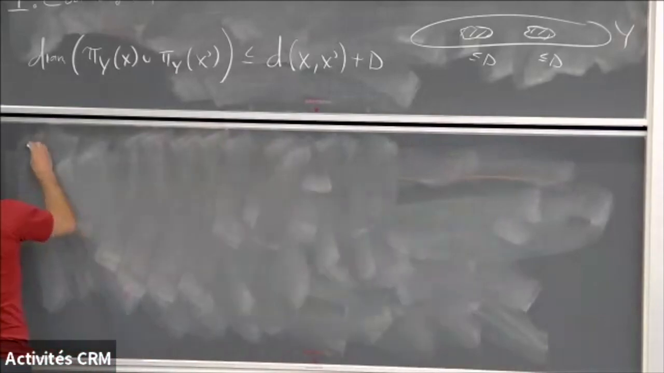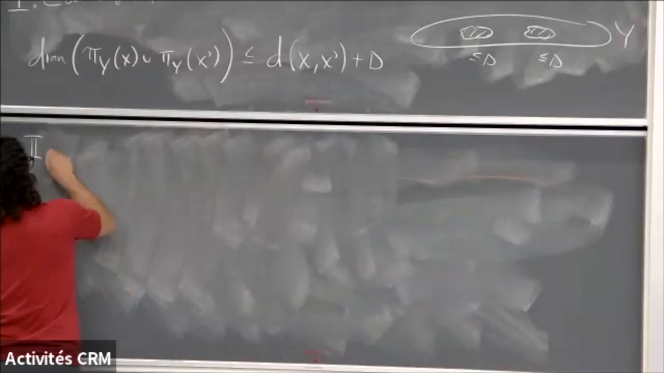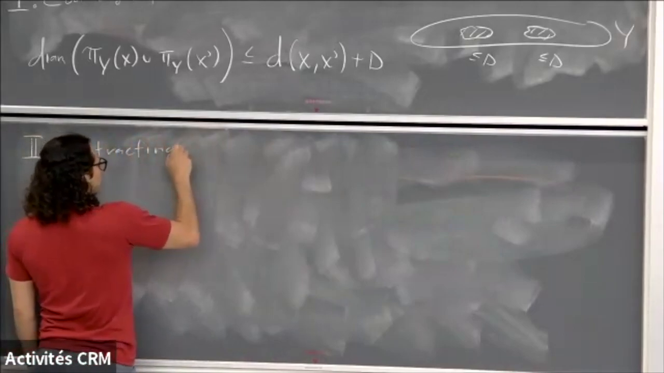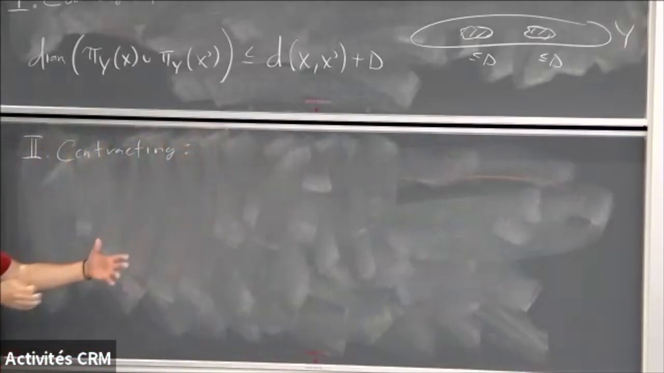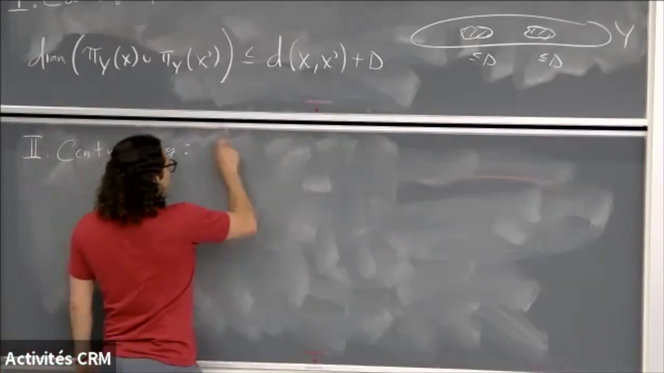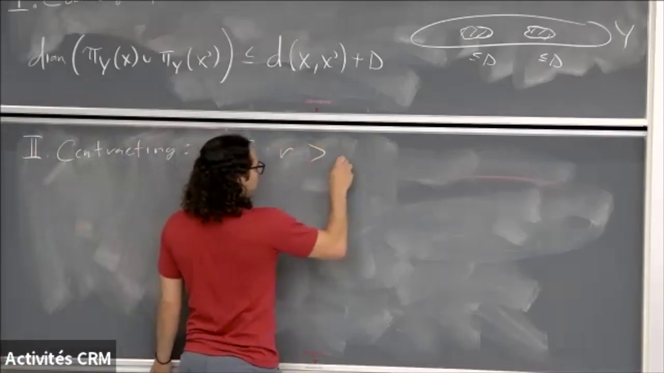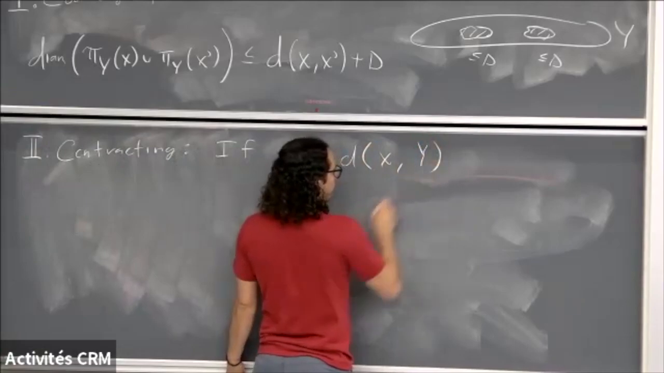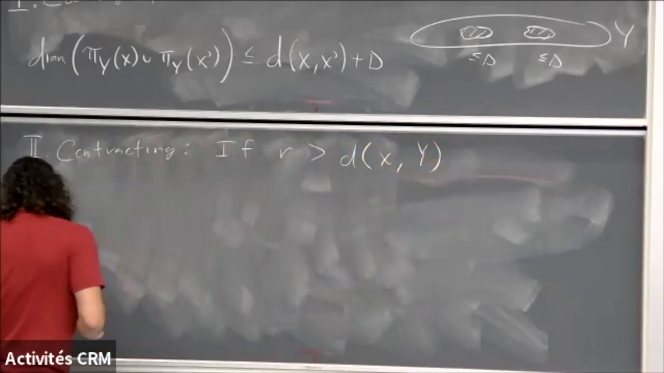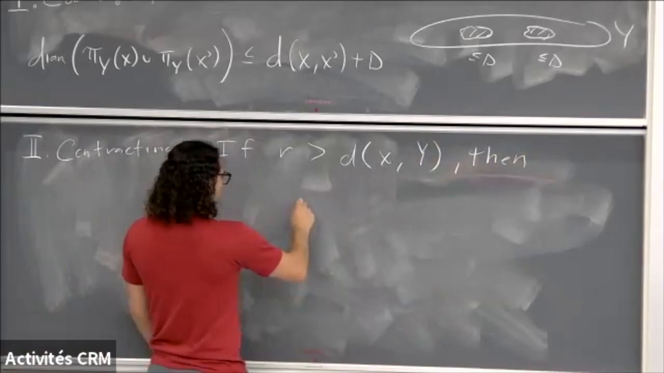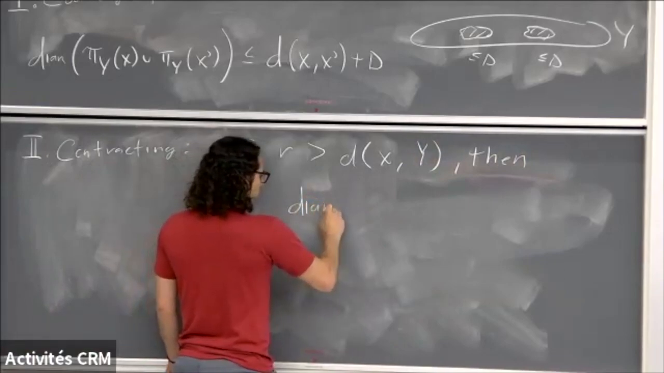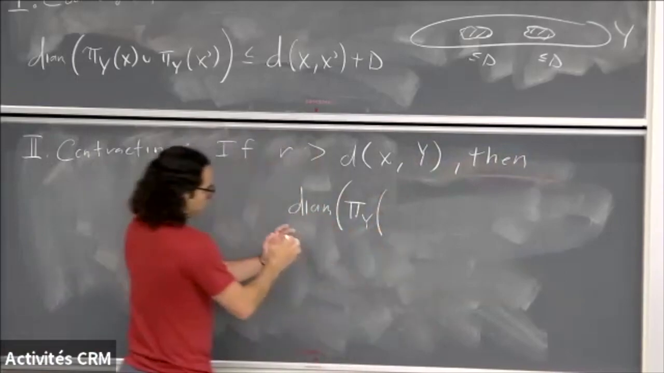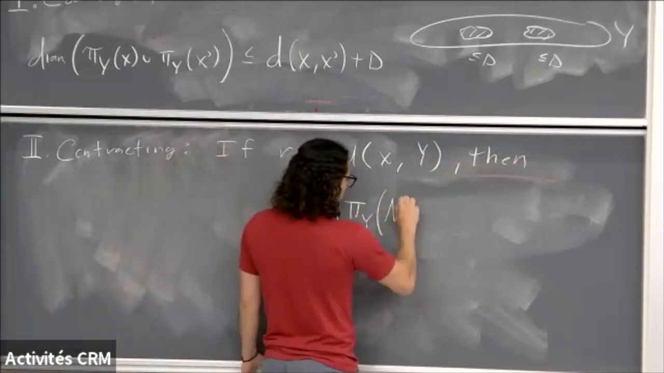The second property is called the contracting property. This tells us that not only do distances not get bigger, but if you move away from your subset, they actually shrink rapidly. So if little r is larger than the distance from the point x to the subset Y, then the diameter of the projection to Y of the r neighborhood of x, or the r ball around x.